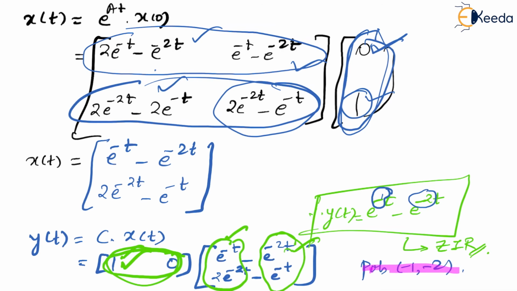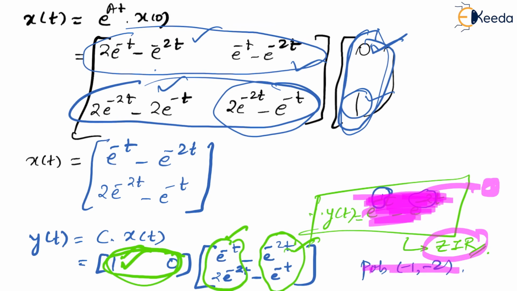And another thing, you please tell me, is this stable? Yes, it is stable. Why? Because both these quantities, e to the power minus t minus e to the power minus 2t, are going to tend to 0. After some time these are going to become 0. Am I right? Yes. So the moment these terms become 0, what does that mean?